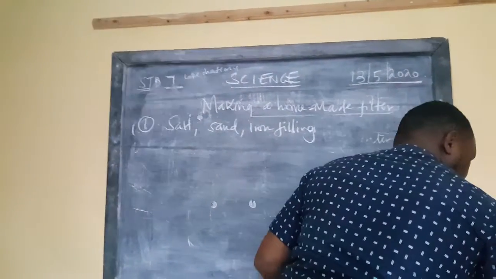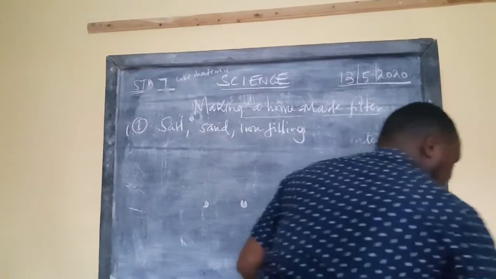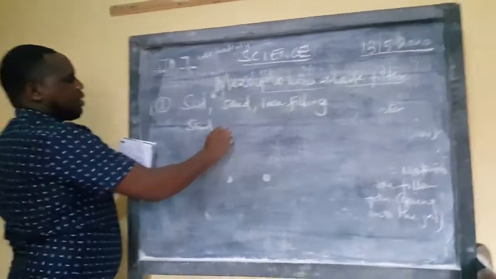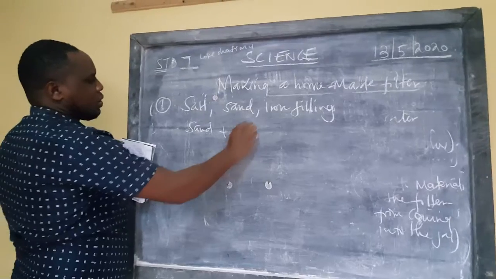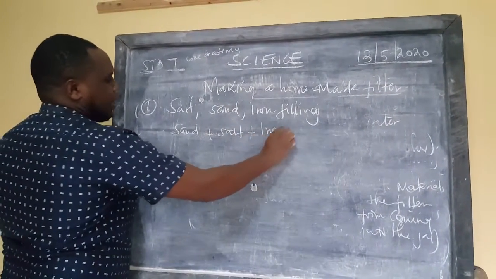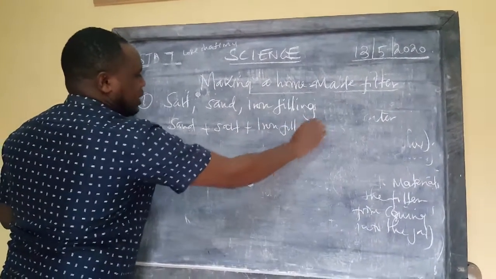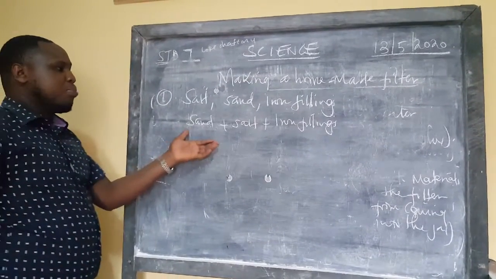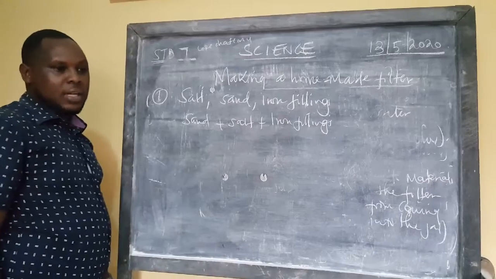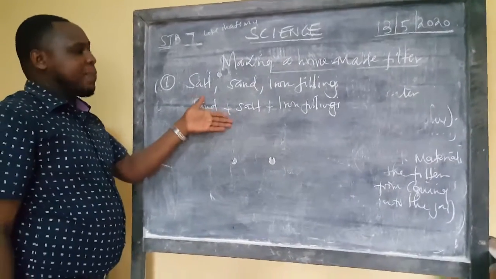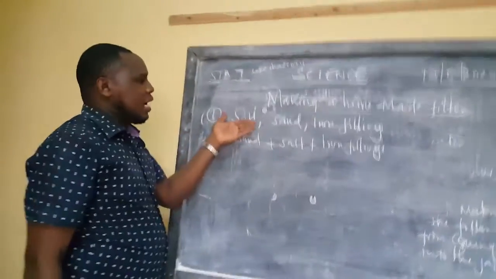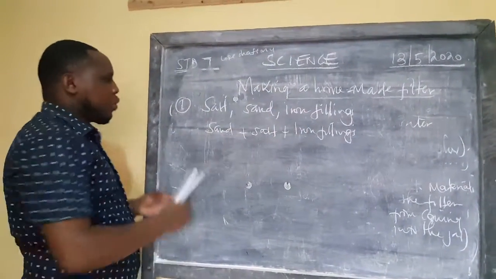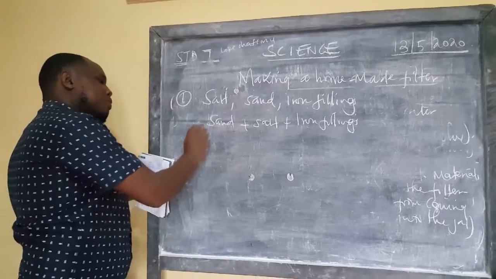Let's see what you're supposed to do to get this question correct. The mixture is sand plus salt plus iron filings. Let's see what is the first thing to do. The first thing to do, of course, will be removing these iron filings. How can we remove iron filings? By passing a magnet through the mixture, because iron filings are magnetic. So the first step is use of a magnet.